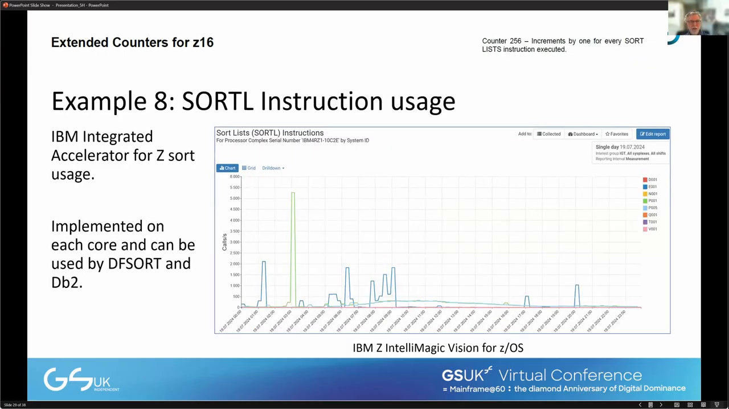Another thing that's available in the architecture is the integrated accelerator for Z-sort. Where it's being used is from something like DFSORT, if it's been enabled, and from DB2 internal sorts. So what we can observe here is whether this integrated accelerator in the hardware is being used for sorting or not. That's a very nice piece of information. If we think we've turned it on, we can certainly verify if it's being used or not, and we can see how intensively it's being used. So good instructions, good information here based on the extended counters.